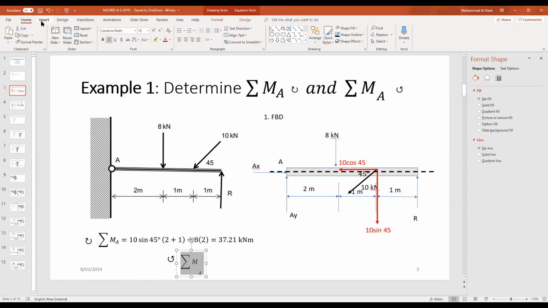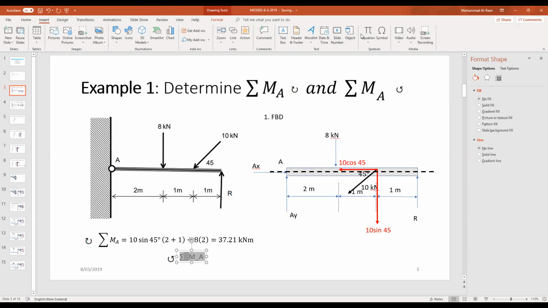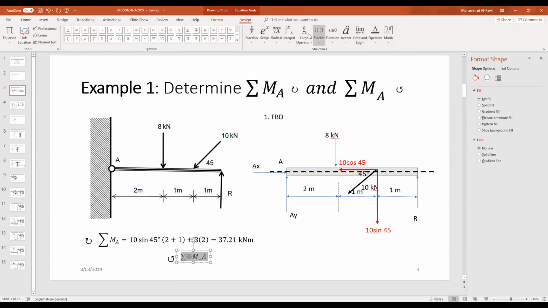Let's type the equation. Looks like it's acting a bit funny. So you bring here the algebraic summation, and here you just use the scripts and then use M around point A, and we don't need this. All right, equals. Now we want the moment in the opposite direction, which is anticlockwise or counterclockwise.